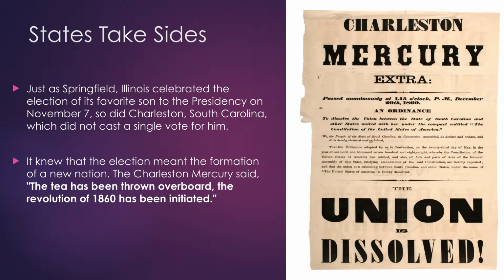Just as Springfield, Illinois celebrated the election of its favorite son, Abraham Lincoln, to the presidency on November 7th, so did Charleston, South Carolina, which did not cast a single vote for him in that presidential election. It knew that the election meant the formation of a new nation. The Charleston Mercury, the newspaper of the day, said, "The tea has been thrown overboard. The revolution of 1860 has been initiated." The tea being a reference to the Boston Tea Party of the early American Revolution.